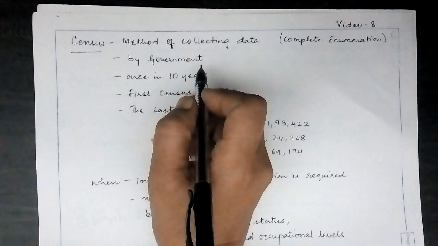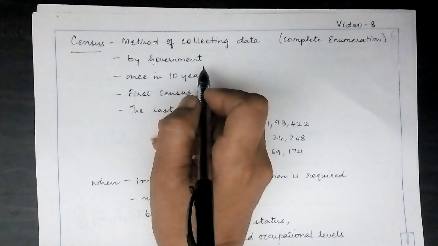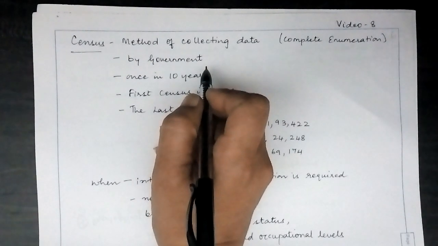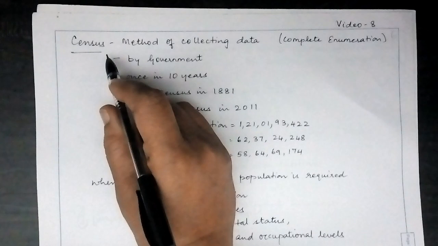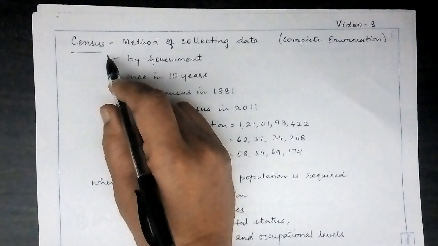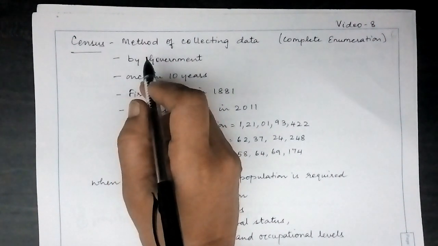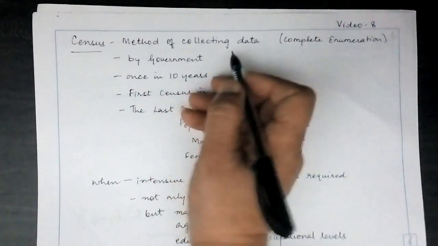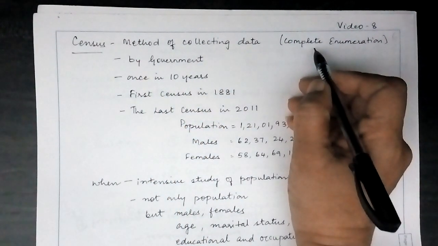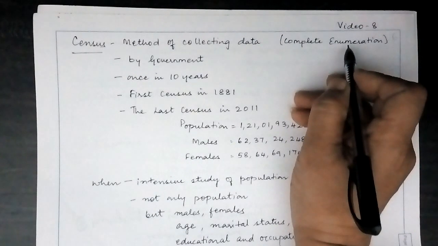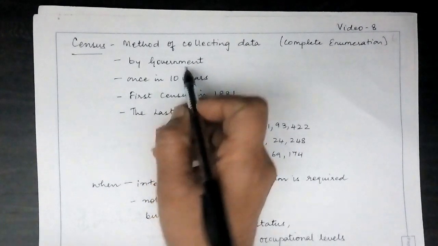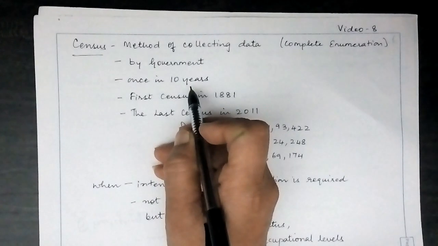One of the most important agencies of central government that is engaged in the collection and publication of data is the Census of India. It provides the most complete and continuous demographic record of population, hence also called complete enumeration. It is conducted by the Government of India once in 10 years.